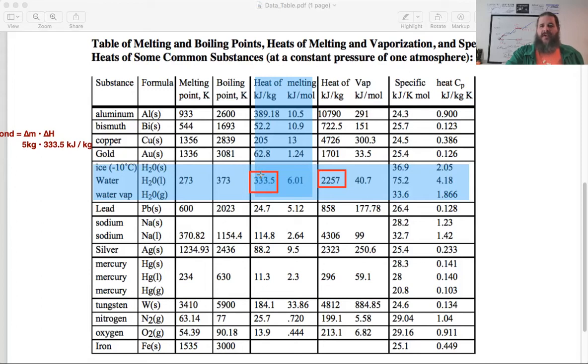Likewise, for carbon dioxide, as we saw earlier, there's only one phase change from solid directly to gas, the sublimation. So carbon dioxide would just have a single value, heat of sublimation. And of course, that could be listed in kilograms or in moles. Any questions on that data table so far?